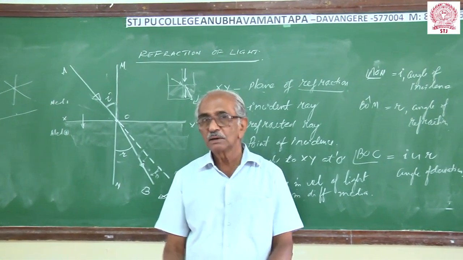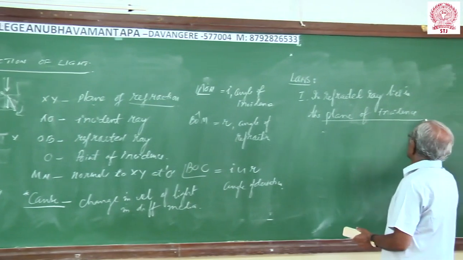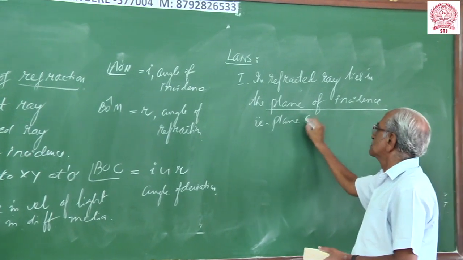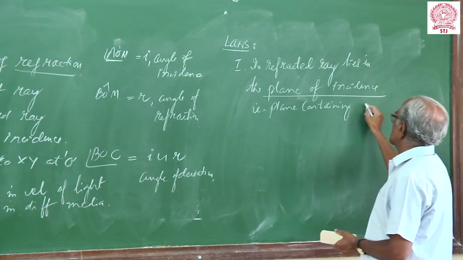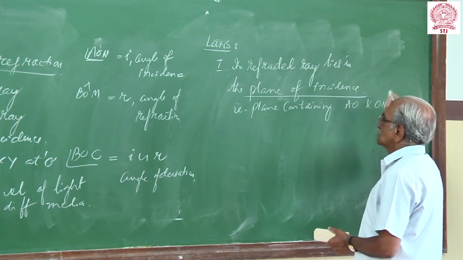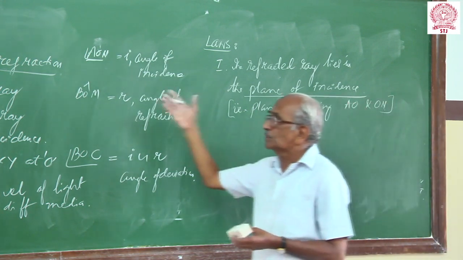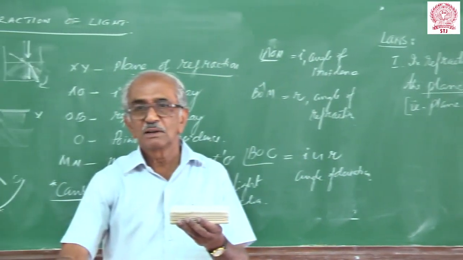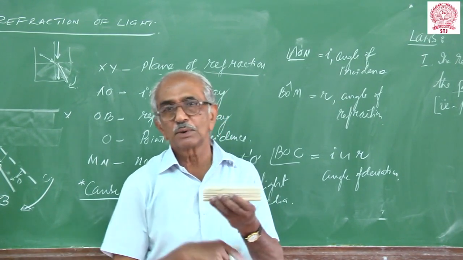So you have defined the plane of incidence here. The plane of incidence means the plane containing the incident ray and the normal. So this is the plane of incidence. If you imagine this is a tank of water and light enters here, it goes into the water not like this, but only in this particular plane.